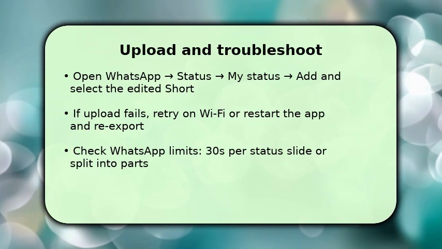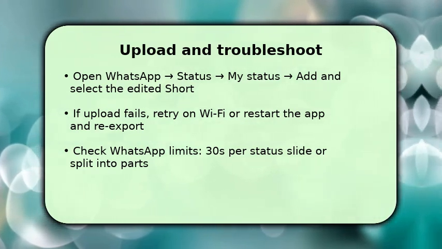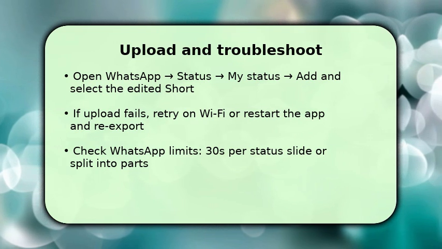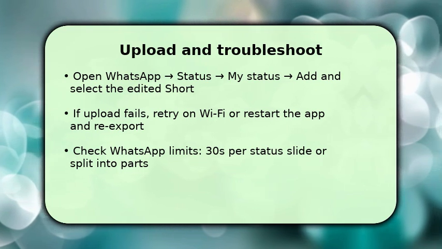Open WhatsApp, tap Status, then My Status and choose your edited clip. Add stickers or text if needed, then post. If the upload fails, switch to Wi-Fi, restart WhatsApp, or re-export with lower bitrate and try again.